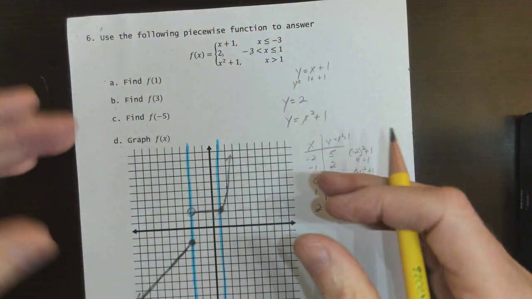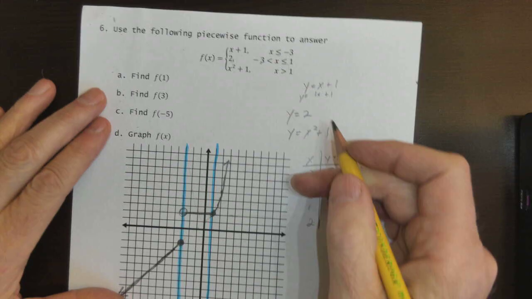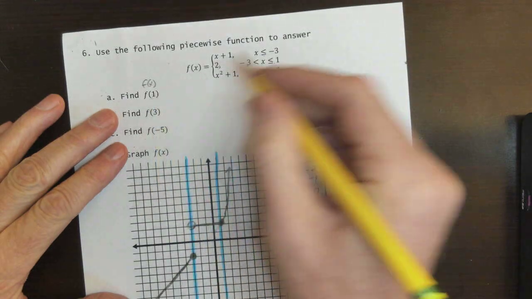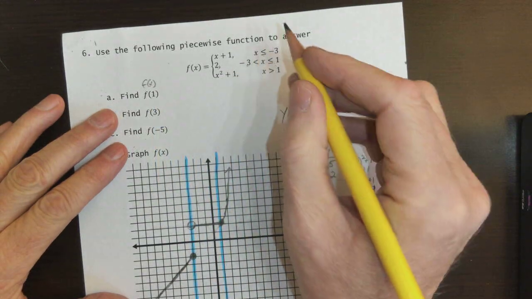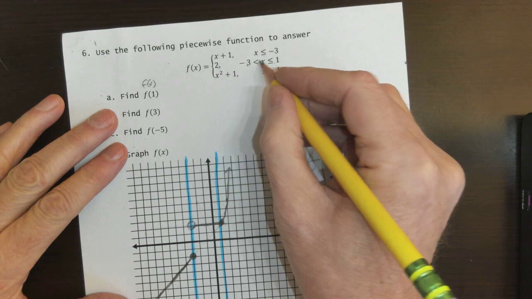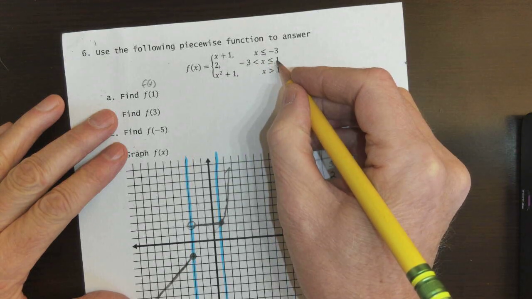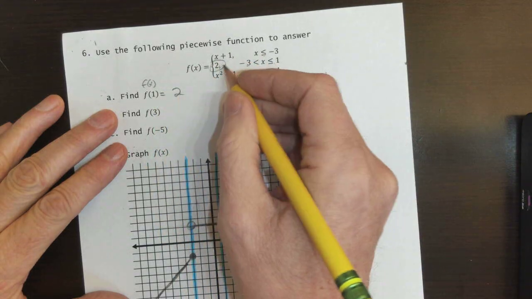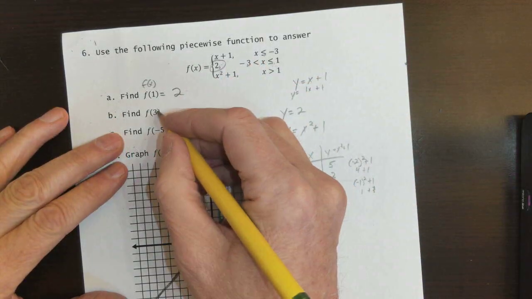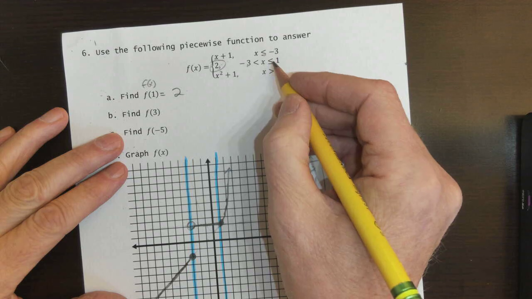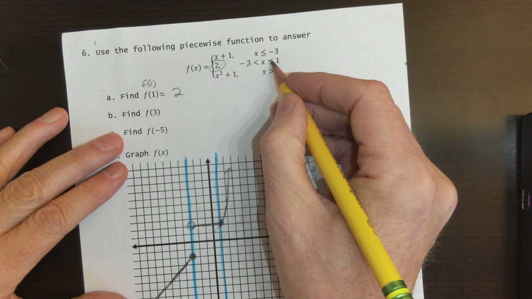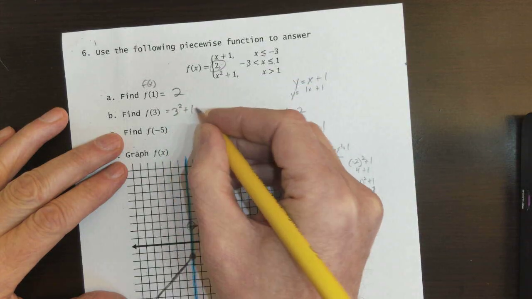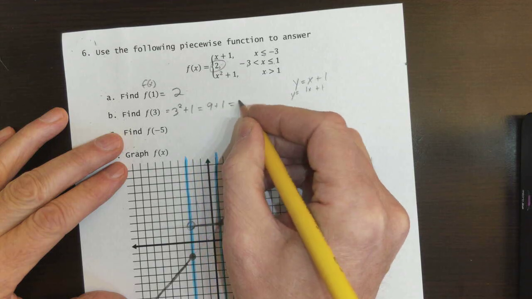So now we have these questions. I guess I went straight to the graph because that's what we usually do first. So f of 1, this is f of x, right? X is 1. Is 1 less than or equal to -3? No. Is 1 greater than negative 3? Yes. Is it less than or equal to 1? It is. F of 1 is equal to 2. There's no x there. We don't have to multiply anything. We just put the 2 in. F of 3. 3 is not less than or equal to 1. Is 3 greater than 1? Yes, it is. So we're going to take 3 squared plus 1. That's 9 plus 1, which is 10.